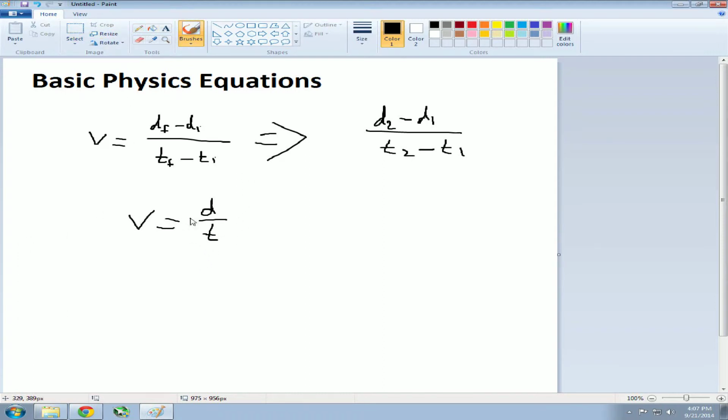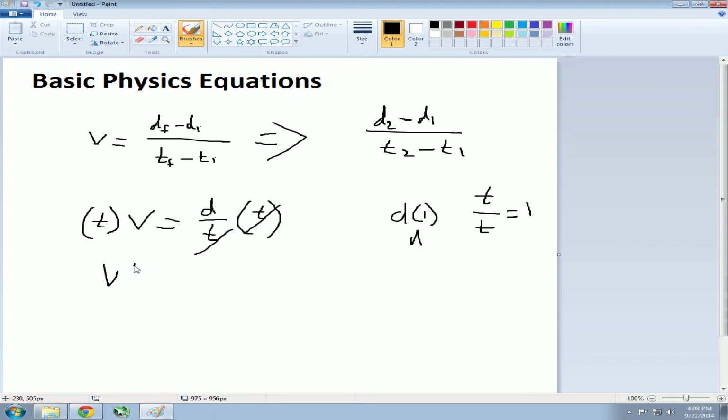Now we can move stuff around. We can multiply both sides by t, right? T's cancel, because t over t is equal to 1. So you actually get d times 1, which is equal to d. So that's what happens right here. T over t cancels, it turns into 1. So all you're left with is Vt equals d. This means that the speed times the time is equal to the distance.